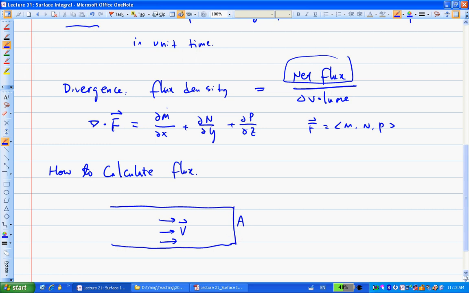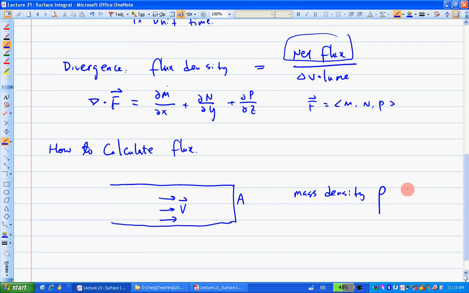So the other quantity, let's say the mass density. We have a mass density of this water, let's call it rho. So consider a constant mass density of the water, right? It's not polluted, it's good water. So rho, the unit will be kilogram per meter cubed. And V, of course, is going to be meter per second. So A is going to be meter squared.